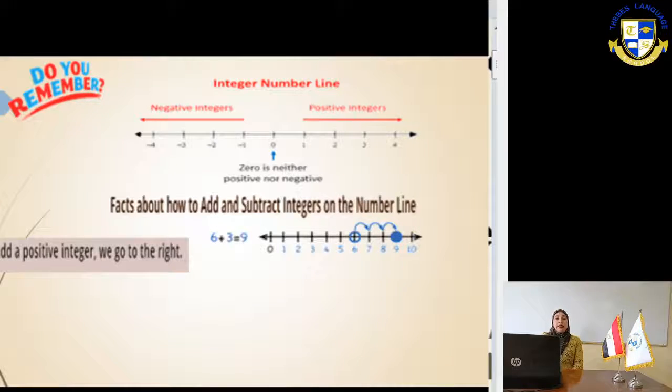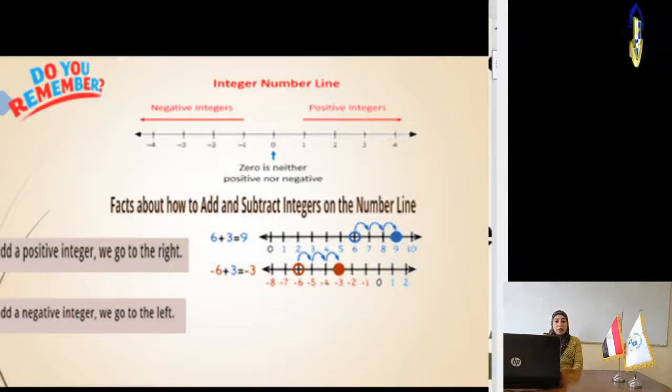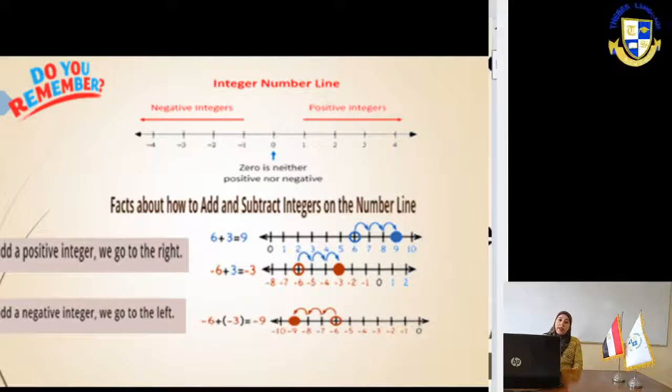Okay? So 6 plus 3 equals 9. I'll start from 0 to go to the 6. After that, I'll move 3 steps to the right. It will be 9. While if I'm adding negative 6 plus 3, I'll start from 0 and I'll reach negative 6. After that, I'll go to the right 3 steps. It will be negative 3. The last example here, negative 6 plus negative 3. I'll start from 0 and I'll reach negative 6. After that, I'll go to the left side another 3 steps. It will be negative 9.